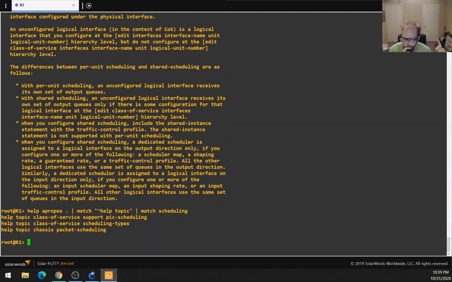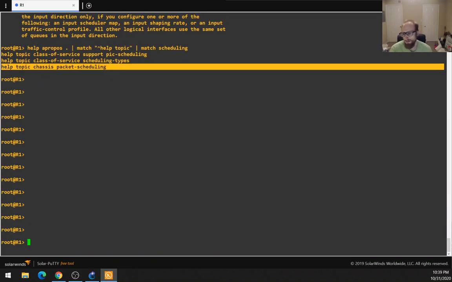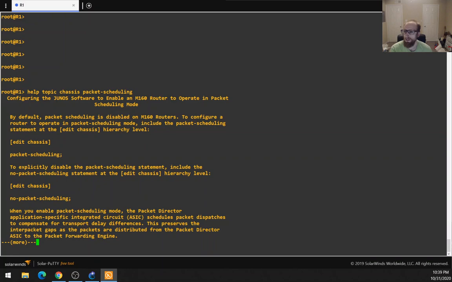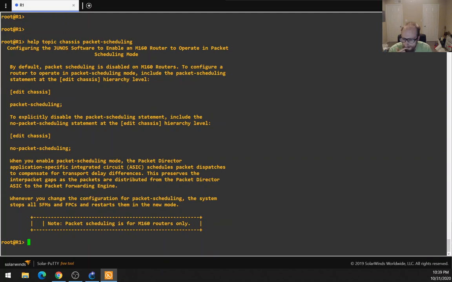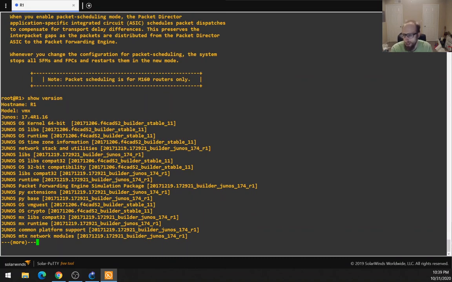Okay, so let's read the other one. Okay, so not only does this not seem to be related to CoS, this is for M160 routers only. I'm not sure what kind of routers we have on the test, but this is not going to be an M160.